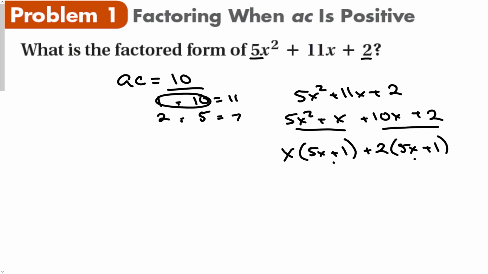Now my answer, the two binomials that multiply together to give me the trinomial 5x squared plus 11x plus 2, is x plus 2 and 5x plus 1. I don't write the 5x plus 1 twice, because it's using the distributive property. We're distributing the x to both of these and the 2 to both of these. I can collect these and multiply x plus 2 times 5x plus 1. Basically, I'm factoring out the 5x plus 1 from both of these two different terms.